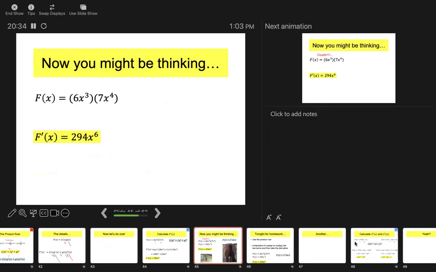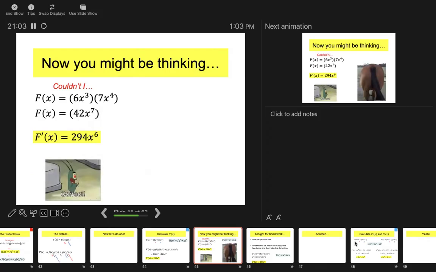You might be thinking, couldn't I, from the very start, just multiply and then take the derivative? Well, let's see what happens. Multiply. 6 times 7, 42 x to the 7. Okay, and then we have 7 times 2, carry your 1, 7 times 4. It does work, right? So you are correct. It would work.